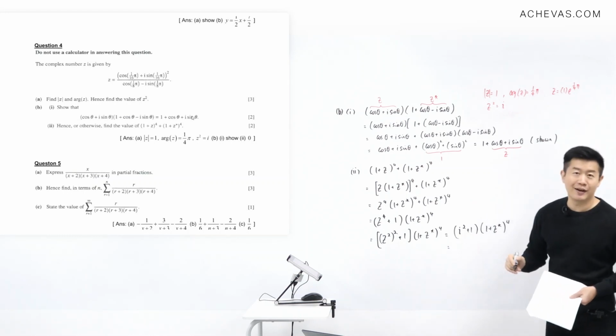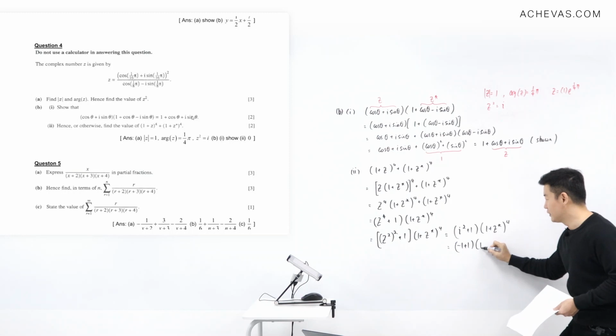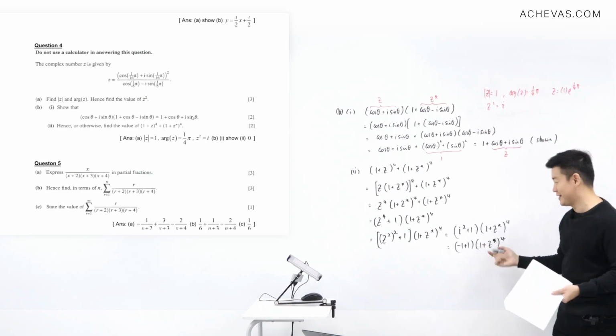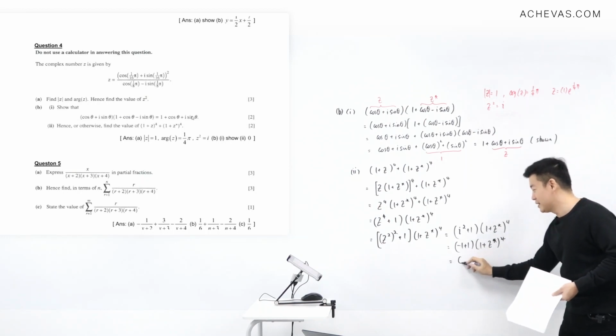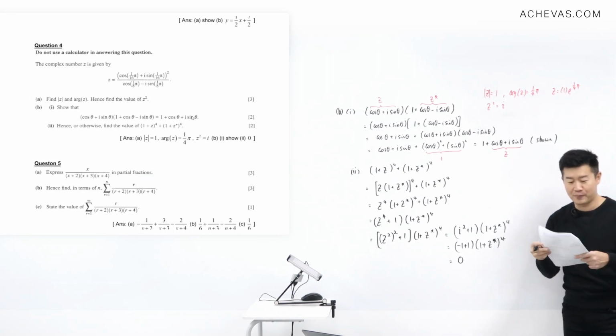And what is i squared? i squared is minus 1. So we have a minus 1 plus 1, then after that, 1 plus z conjugate to the power of 4. And what is minus 1 plus 1? It is 0. So 0 times this, my answer here is 0. Okay, done. This is question number 4.